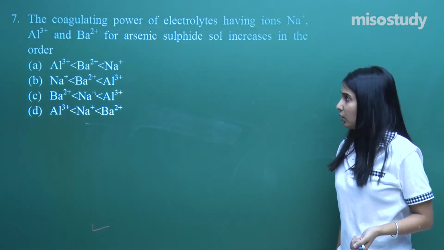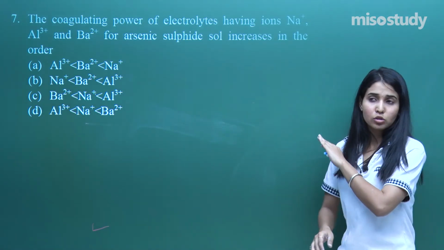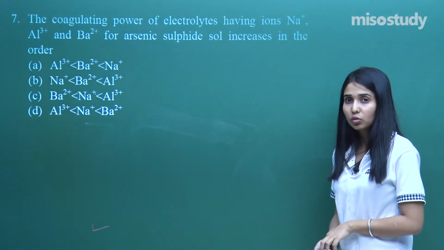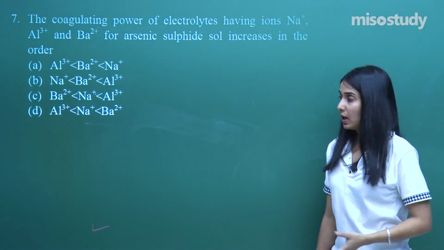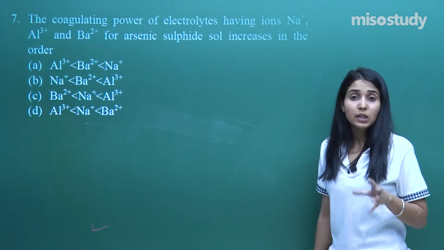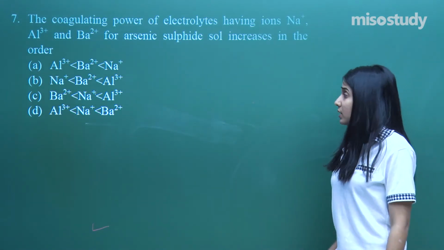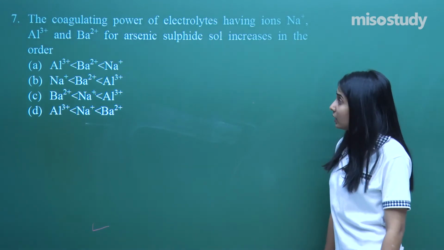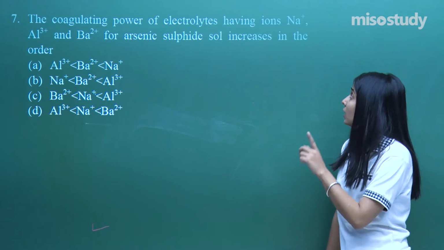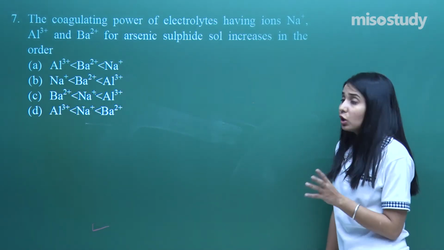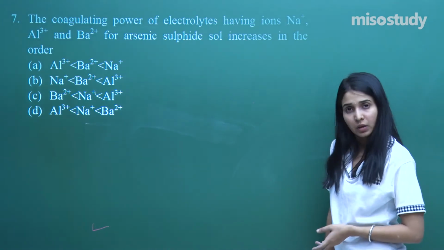Now this one would be your favorite and this one would be easy as well, because by far we have talked so much about your Hardy-Schulze rule. Even when I was giving you the theory lectures, I said that these are very easy, very interesting questions that you are going to see in your exam, right? Now what does it say? It says the coagulating power of electrolytes having the ions Na plus, Al plus 3 and barium for arsenic sulfide Sol increases in the order, right?